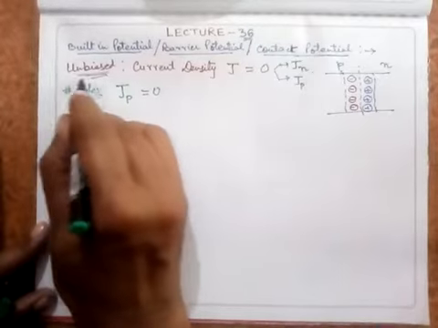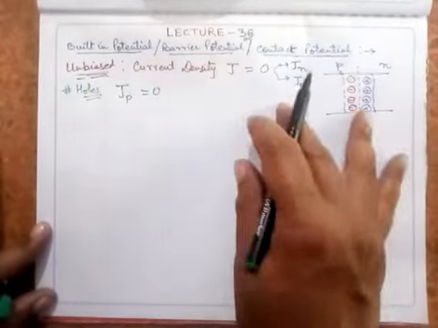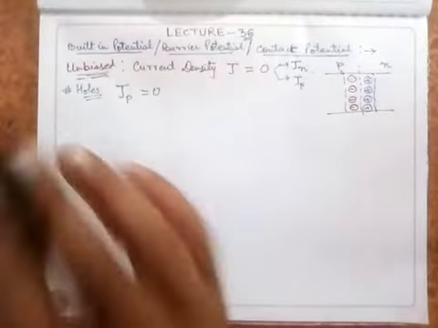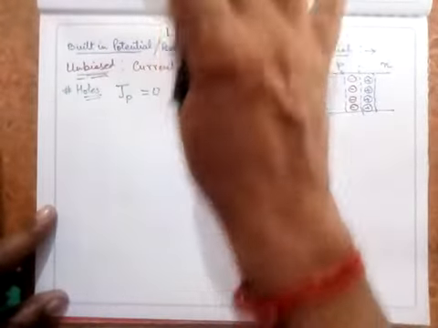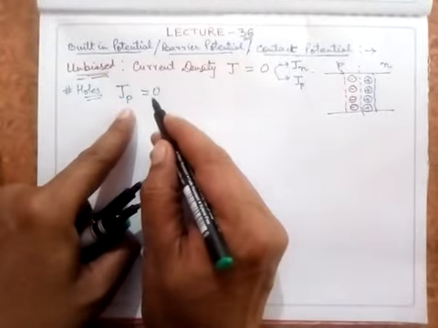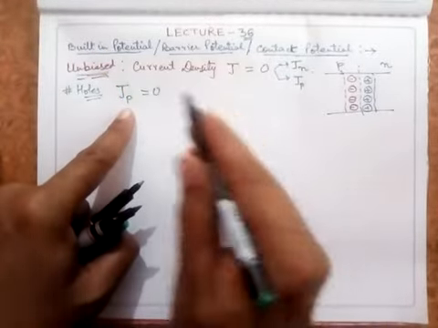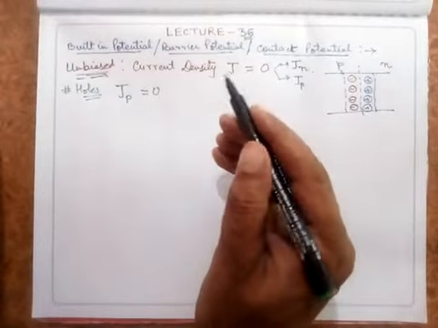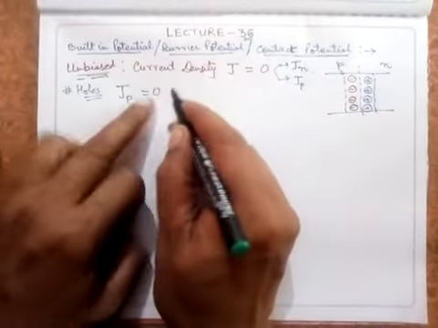Under unbiased condition, of course, this current is 0. It means the electron current is also 0 as well as the hole current is 0. I am considering holes. It can be done with electrons also. So I consider that this is equal to 0. Now, this current density, as I told you, in case of semiconductor, there are two types of current. One is called the diffusion current and the other is called the drift current.